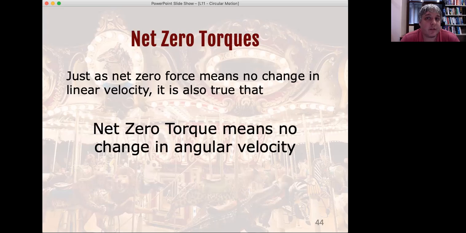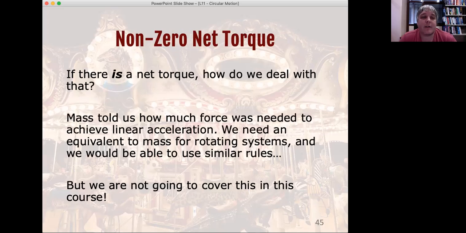Just as we had with forces, if there is no net torque, then we have no change in angular velocity. So torques change angular velocity just like forces change linear velocity. Right, so exact same idea. It's a very parallel set of ideas. So if we've got a net zero torque, then we have no change in angular velocity, and the object will just keep rotating at whatever velocity it is rotating at. If you have a non-zero net torque, then we do have a change in velocity. So we're going to have a change in angular speed, I should say.